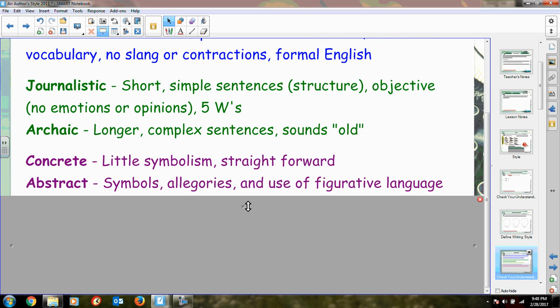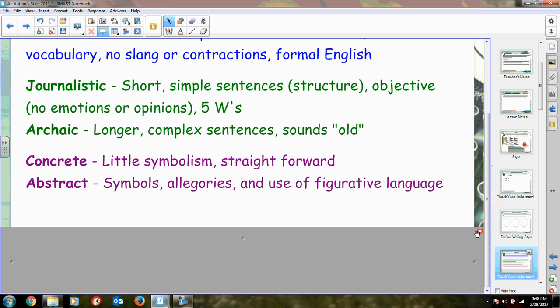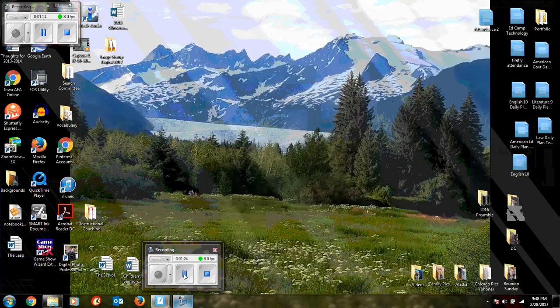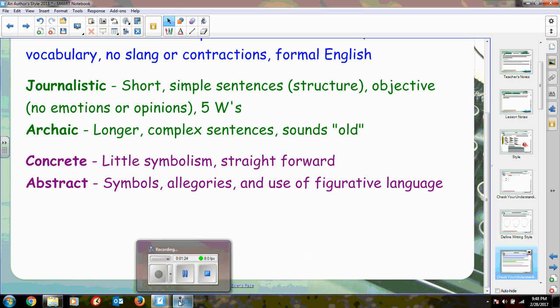The final pair is what are called concrete and abstract. Concrete simply means that it's pretty straightforward. You're not talking about symbols, you're not talking about allegories or those kinds of things. Not a lot of similes, not a lot of metaphors. And abstract is just the direct opposite of that: symbols and allegories and the use of figurative language. So those are the three sets of pairs that you might use when you're determining style.